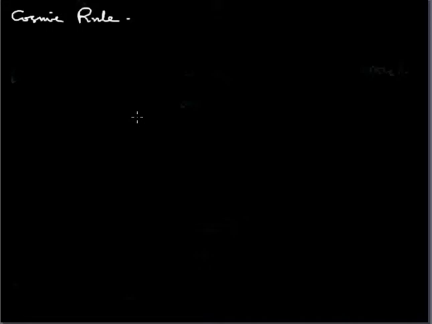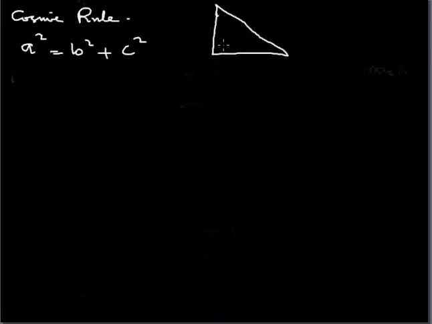In a right angle triangle, we know that a squared is equal to b squared plus c squared, which is the Pythagoras rule. The cosine rule is the extension of this to a non-right angle triangle, in any triangle ABC. This particular Pythagoras theorem is applicable to this one, which is a right angle triangle because it has 90 degrees at this side.